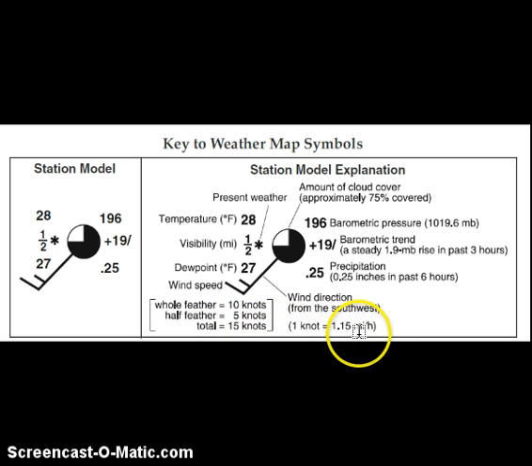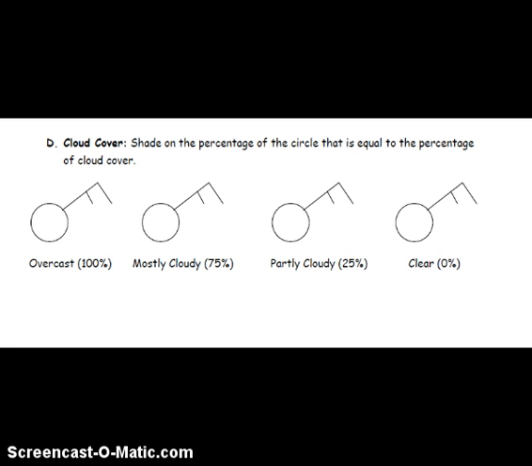One knot is about 1.15 miles per hour, but mostly we record it in knots. So if I wanted to do 25 knots, all I would do is add another whole feather here, and all I have to do is add them up to get the speed I'm looking for. Remember, if it is only 5 knots, you should have this half feather a little bit further down so that we know it's 5, not a whole feather that you just drew short. The next thing is cloud cover.